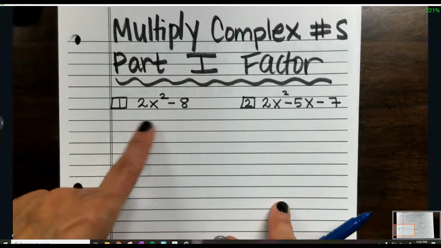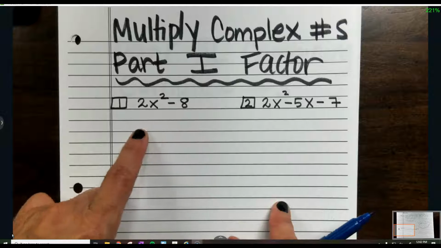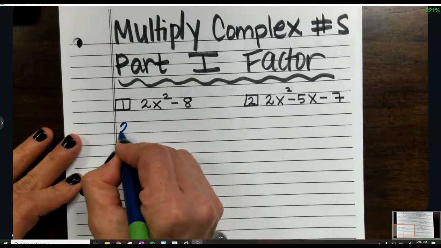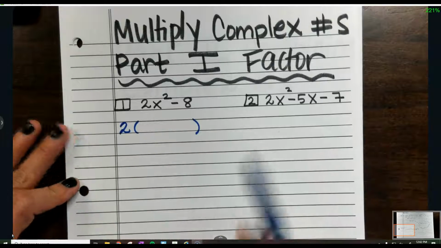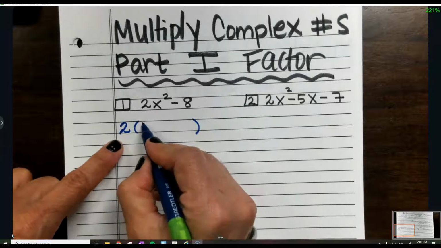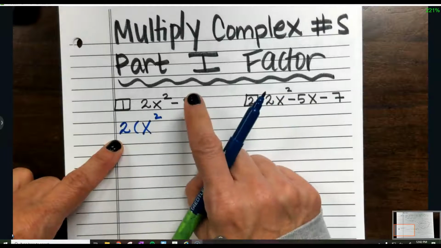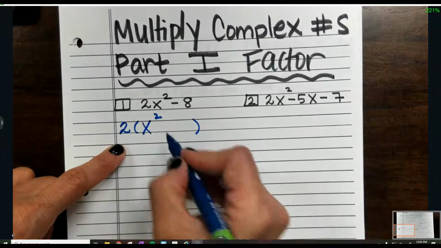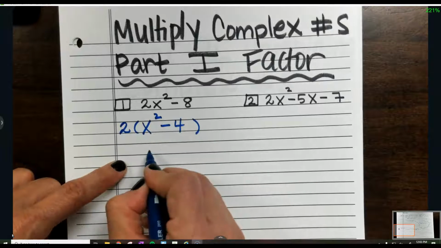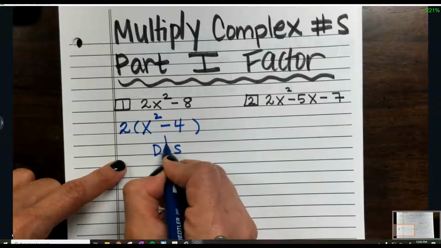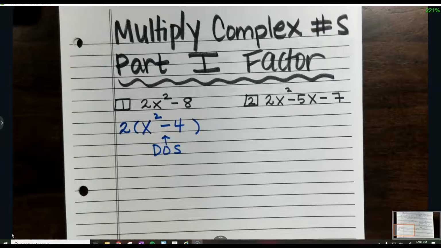This has a GCF. What can we take out of both of those? A 2. So remember, when we factor, it's like dividing. So 2 divided by 2 is going to be a single x squared. And then what's negative 8 divided by 2? It's a 4. And guys, this is a dos right there. Do y'all remember what that stands for? Stands for 2. It has 2 terms. The bx is missing. And it is a difference of squares, which means it is still factorable.